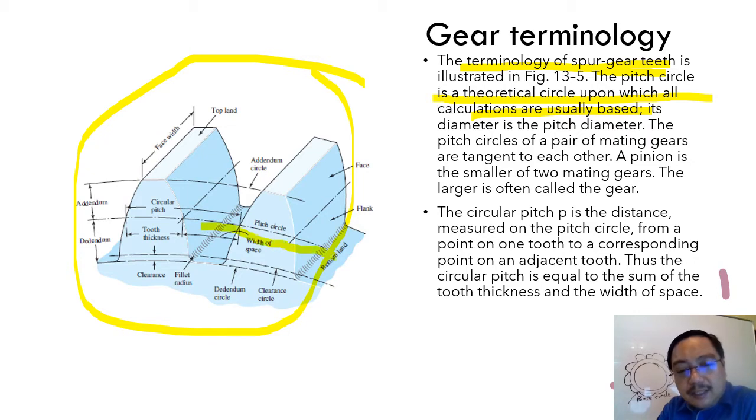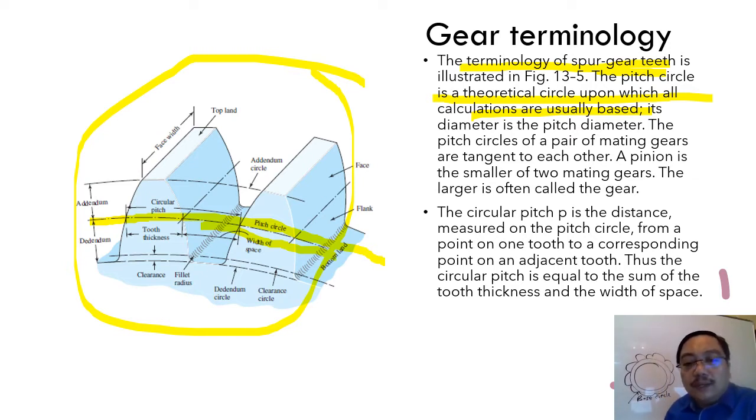You see here, this is the gear teeth. The middle one is the pitch circle, meaning that whatever comes out from the cylinder is the pitch, and the middle point, the diameter, is the pitch circle. The pitch circles of a pair of mating gears are tangent to each other. The pinion is the smaller of two mating gears. The larger is often called the gear.